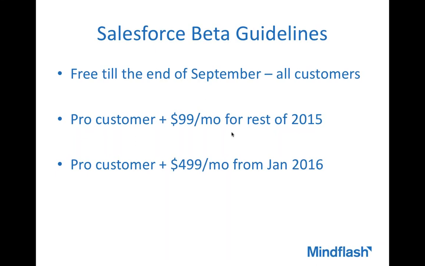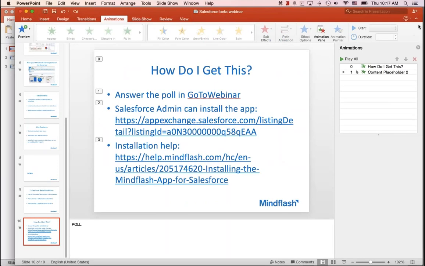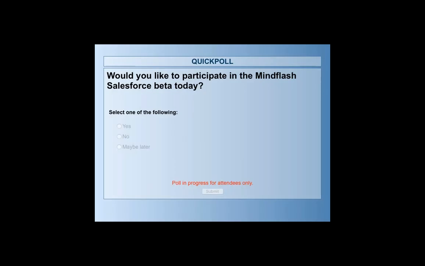So at the end of this is how do I get this? Well, we have this app that is ready to go. So I'm going to ask you for one last poll. You should see a poll there, which is we have the beta available, and we'll make available a link that you can use to download the app or install the app into your sandbox or production environment.